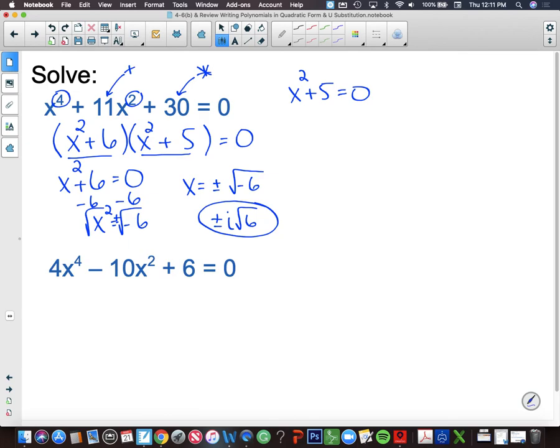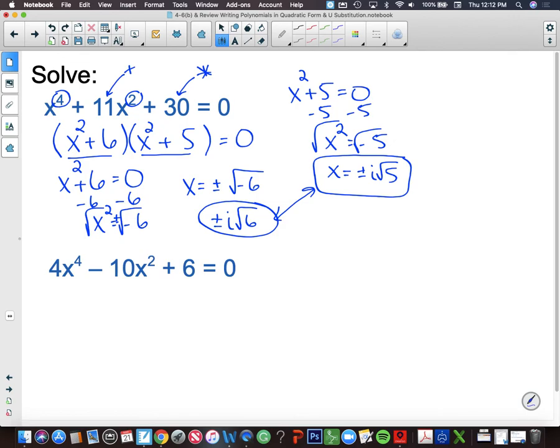So that would give me 2 solutions there because the plus or minus gives me 2 things. Second half here, minus 5, so x squared equals negative 5. Square root both sides. Same kind of idea. We're going to get plus or minus i square root 5. Okay, so we got 4 answers.